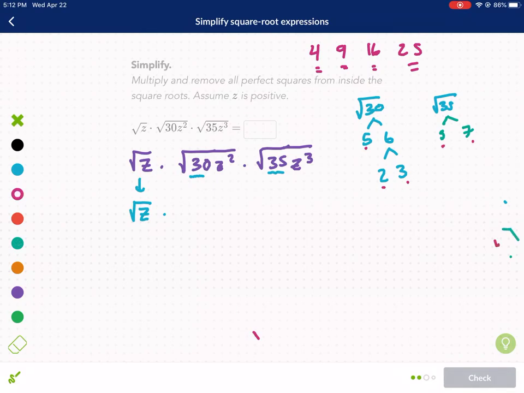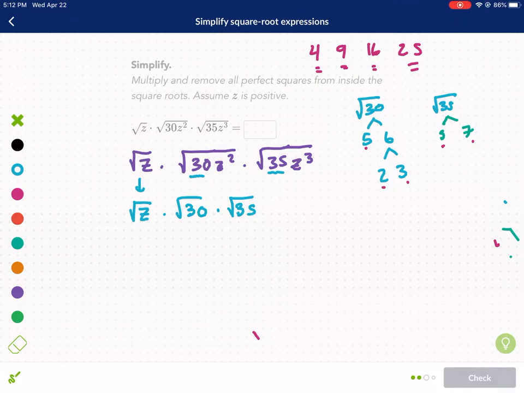There's no other factors that are perfect squares. So we're going to leave the square root of 30 by itself for now also. And we're going to leave the square root of 35 by itself in addition to the other ones. So go ahead and write those.